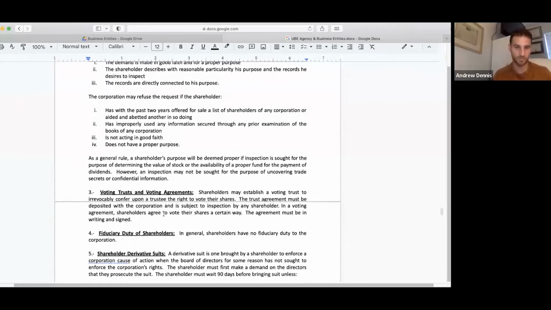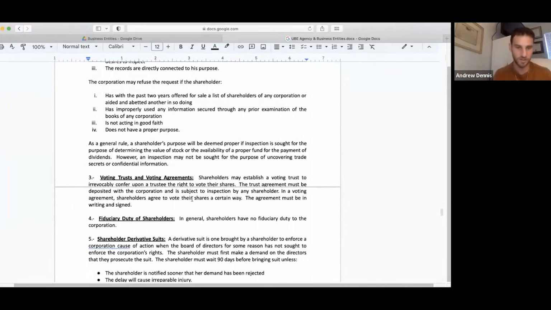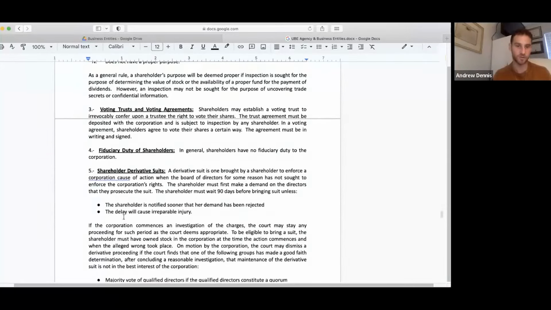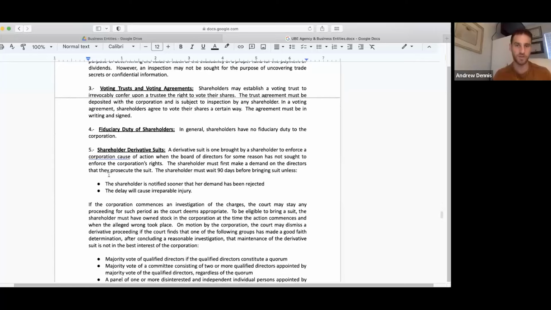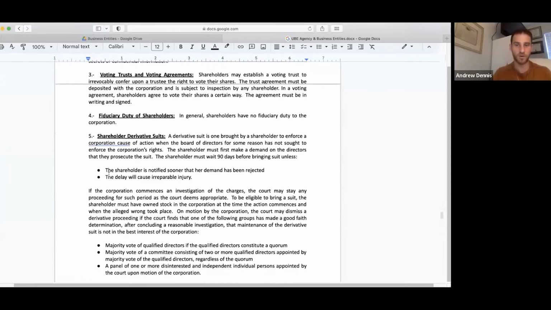You can establish voting trusts and voting agreements. You have no fiduciary duties. Derivative suits. So you do have derivative suits. A derivative suit is one brought by a shareholder to enforce a corporation's cause of action when the board of directors for some reason has not sought to enforce the corporation's rights. So a derivative suit is suing on behalf of the corporation.